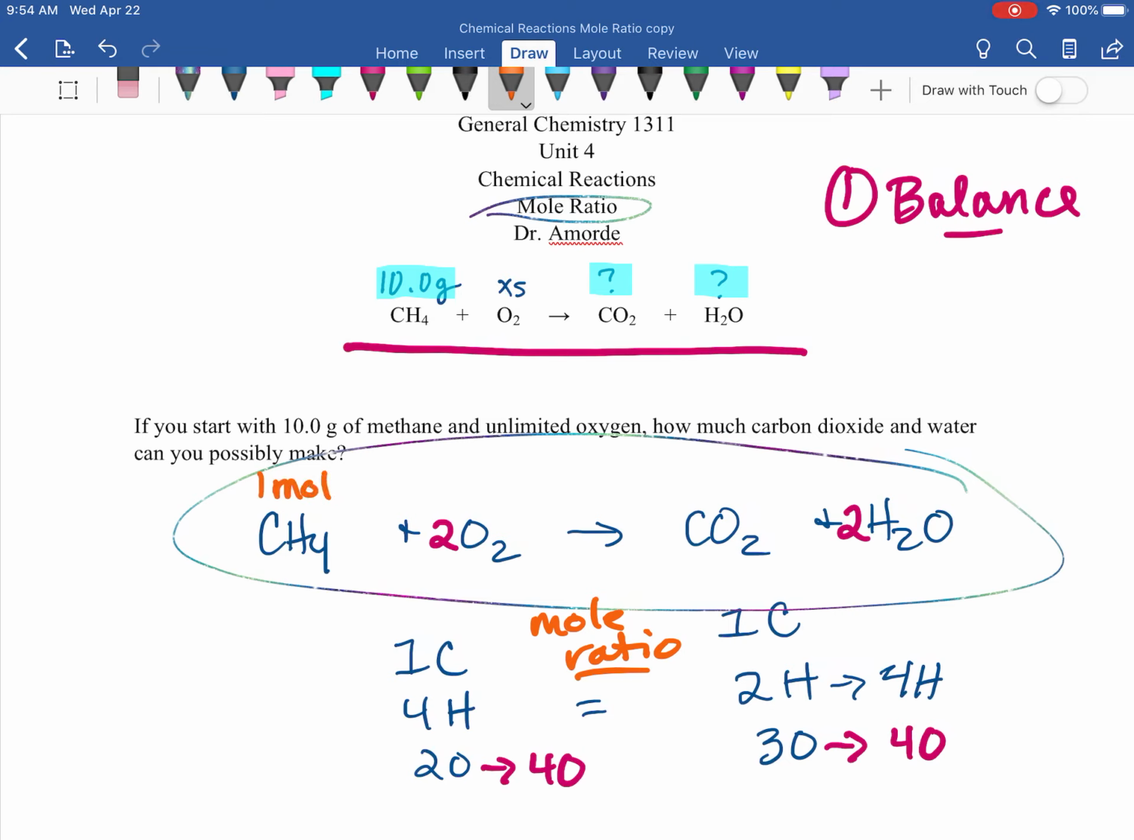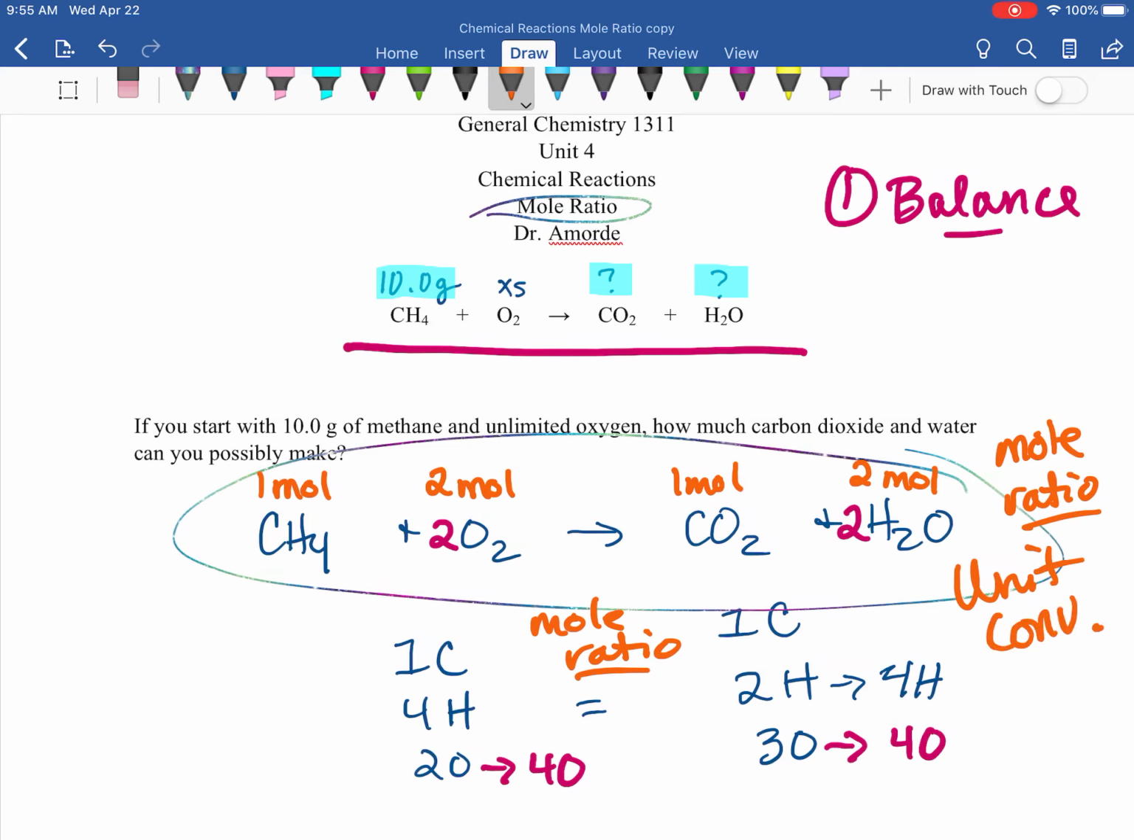Why? Because this is our mole ratio. We will need this in our math. This tells us that we will use 1 mole of methane for every 2 moles of oxygen. We will make 1 mole carbon dioxide and 2 moles of water. That is our unit conversion for this entire equation. This mole ratio will be in the middle of all of our problems. It is one fancy unit conversion. It's just specific to this equation.